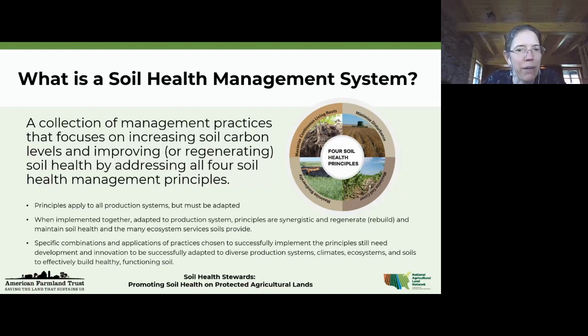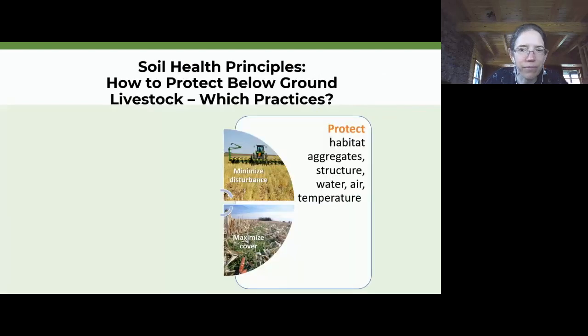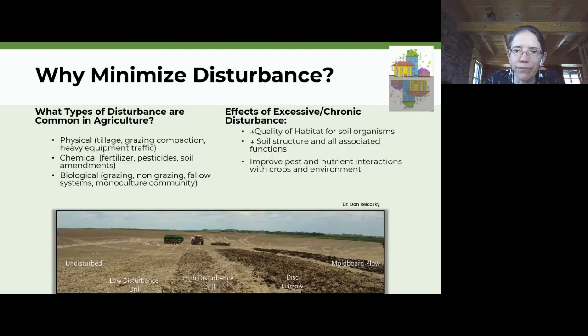You know, we'll continue to keep inspiring people, but we need to remember that these systems have to be adapted for the production system. And so I'm going to talk a bit about which practices we use. So if we're talking about protecting below ground livestock, right? Minimizing disturbance, maximizing cover, which practices can we use for that? So the types of disturbance that we're talking about when we're talking about minimizing disturbance are physical, chemical, and biological disturbance, and basically human disturbance, right?